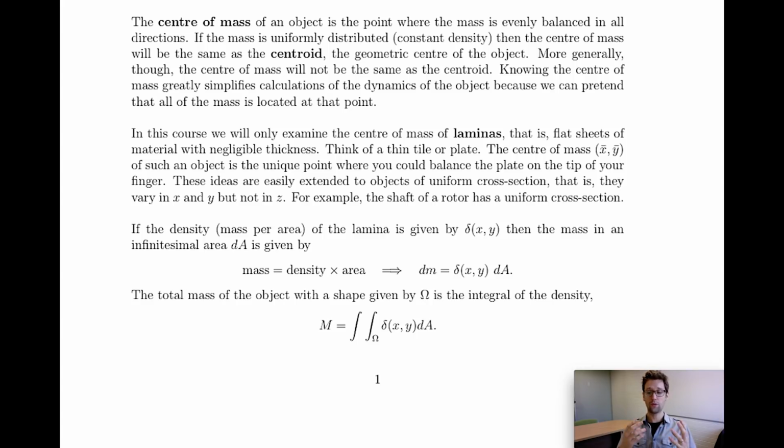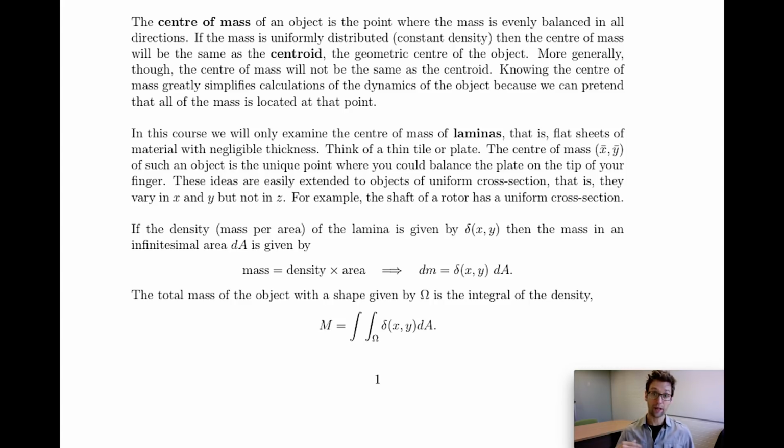Now, if the mass is uniformly distributed throughout the object, that is, it has a uniform density or constant density, then the center of mass will be the same as the center of the object. And when I say the center of the object, I mean the geometric center of the object. So we call the geometric center of the object the centroid. That's where basically the shape has its center. It doesn't have to be the same as the center of mass, but it will be if the mass is uniformly distributed. Of course, more generally, if I have a more complicated distribution of mass, a more complicated density, then the center of mass will not be the same as the centroid.